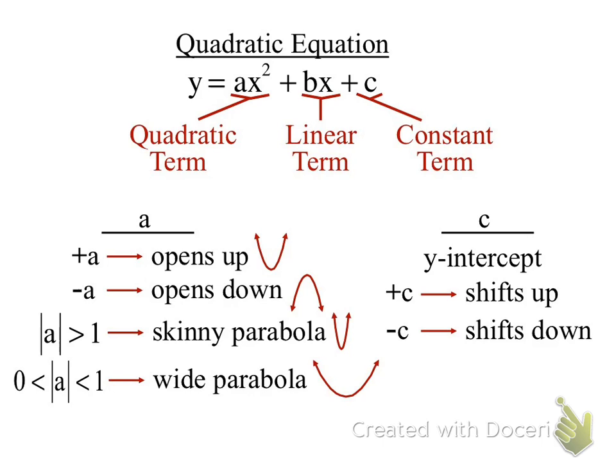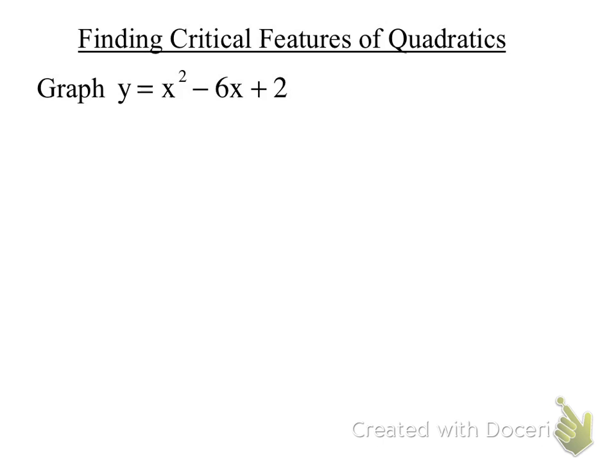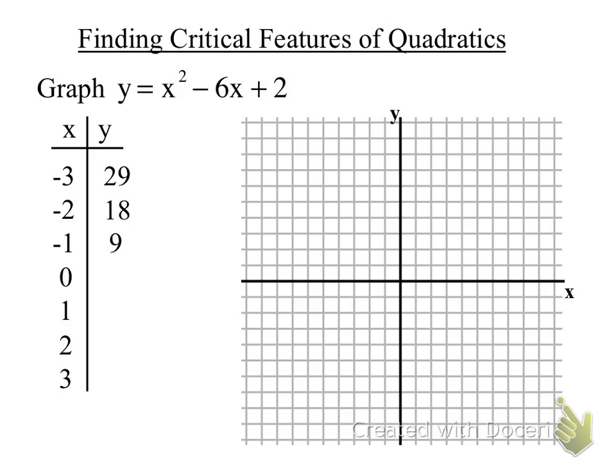All right, so our critical features of a quadratic. Now, let's look at this. If I do the table, so remember I said to you, you need a vertex. What is the vertex here?